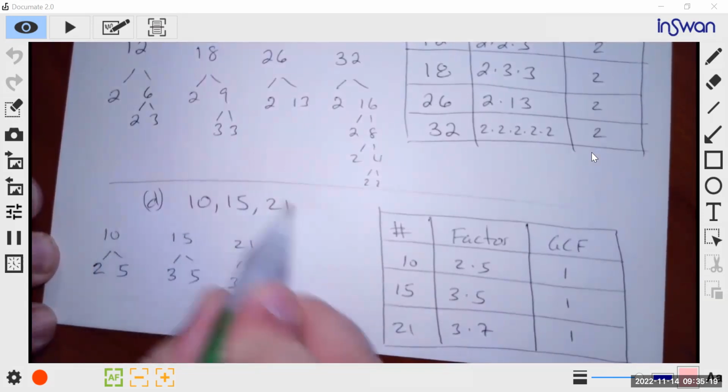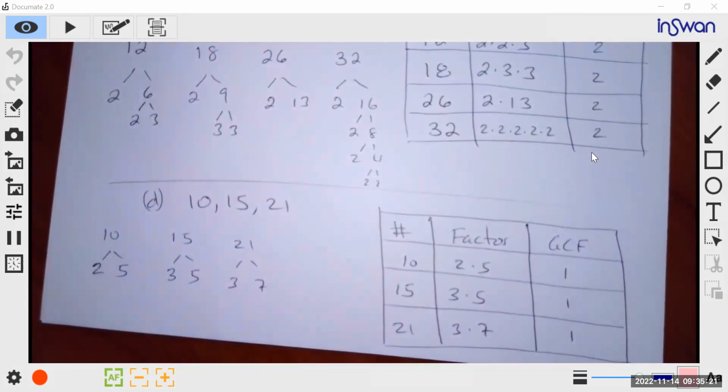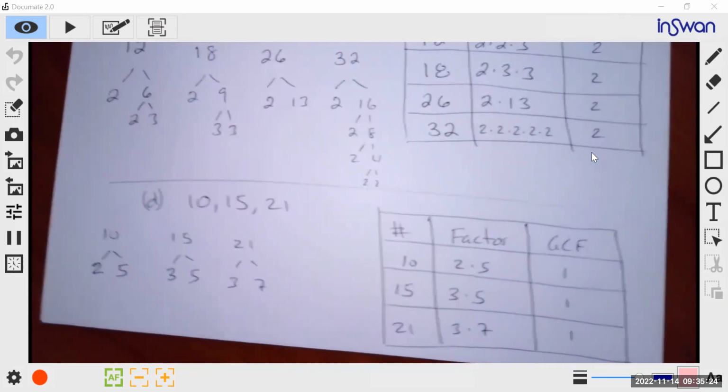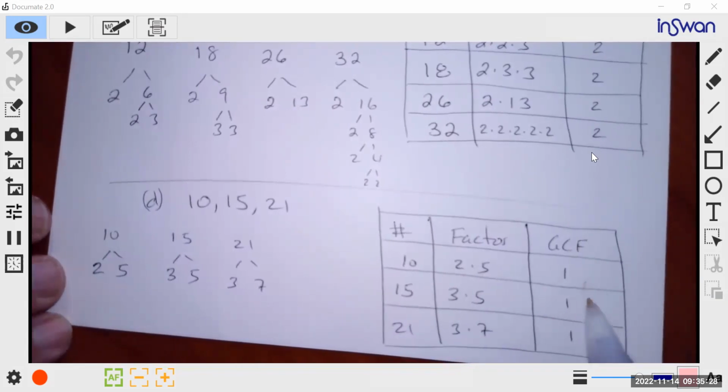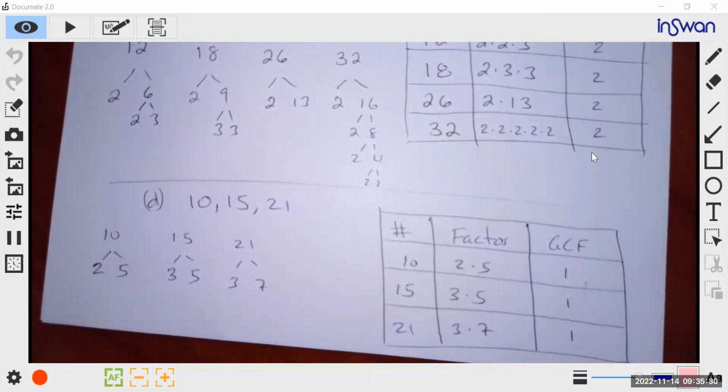These were what we called prime factors. They can't go any further. They have nothing in common in their prime factorizations, so we're done with them. If there's nothing in common for the GCF, it's a 1. You have to have a number.